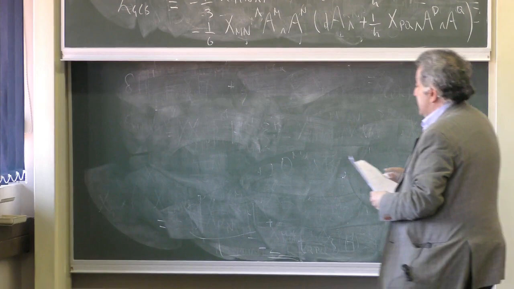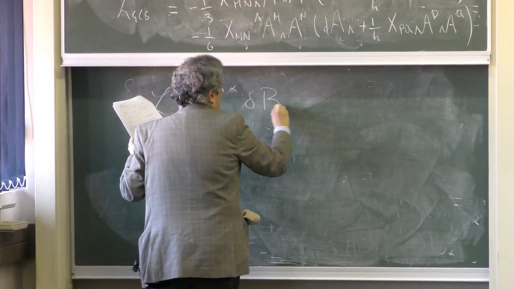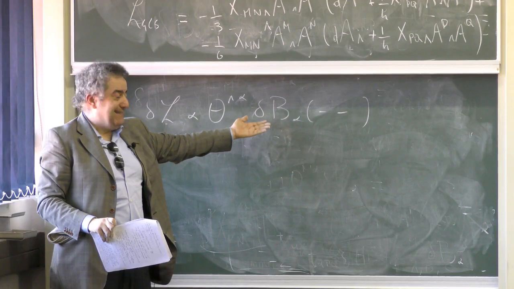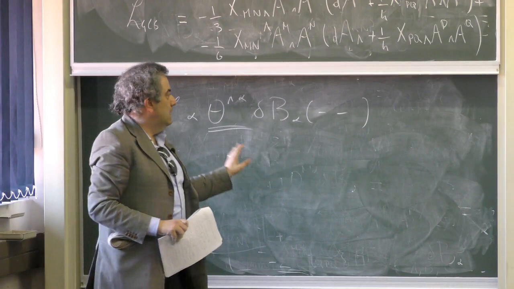If you vary this action with respect to the tensor field, you see it's proportional to beta lambda alpha delta B alpha times this. So you see that the existence of this rank 2 tensor in the Lagrangian is related to the magnetic component of the embedding tensor. Okay? If we set this to zero, we are back to the electric frame, and the two forms simply disappear.